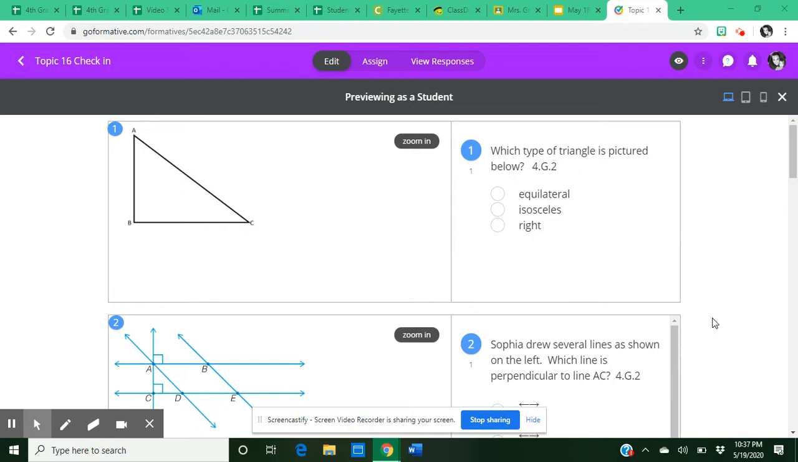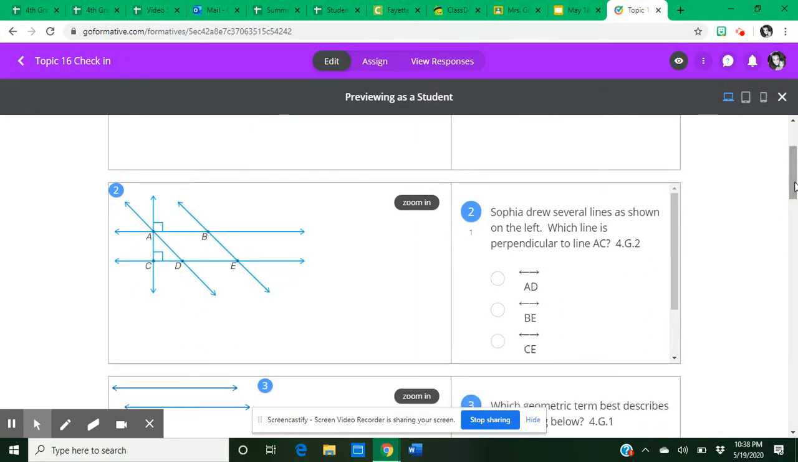Okay, so for this, you're going to look at it. It's only 8 questions, so it's not super long today. It's actually pretty short. And I want you to look at each one and make sure you read the full question. Okay, so number one is pretty self-explanatory. It says, which type of triangle is pictured below? So you're just going to pick, is it an equilateral, an isosceles, or a right triangle? Okay, use what you know about those types of triangles to tell which one this is.